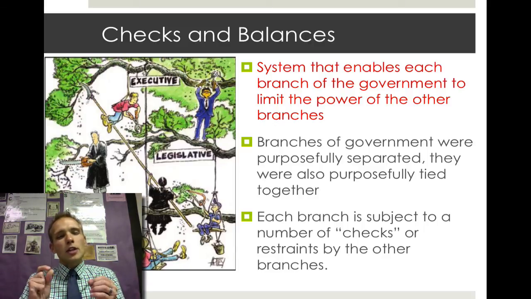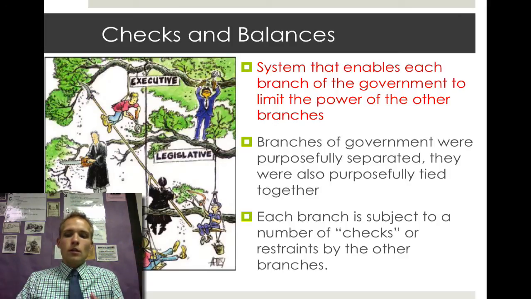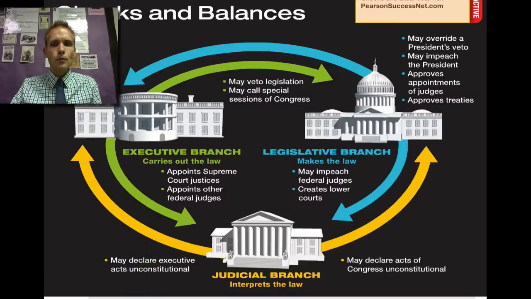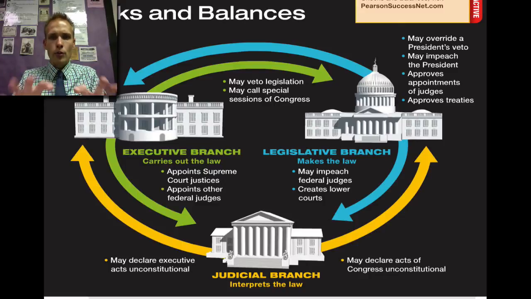And so each branch kind of has a way to limit the powers that they have. So it's another limit on the powers of the branches of government. This is a great little diagram showing you what checks and balances will look like. In green we have the president, the executive branch. In blue we have the legislative, or Congress. And in yellow we have the judicial branch, the Supreme Court.